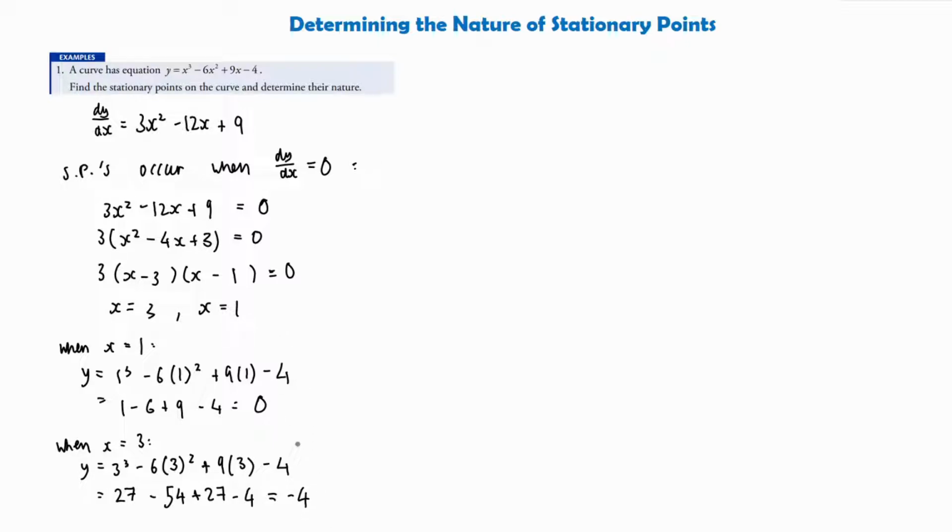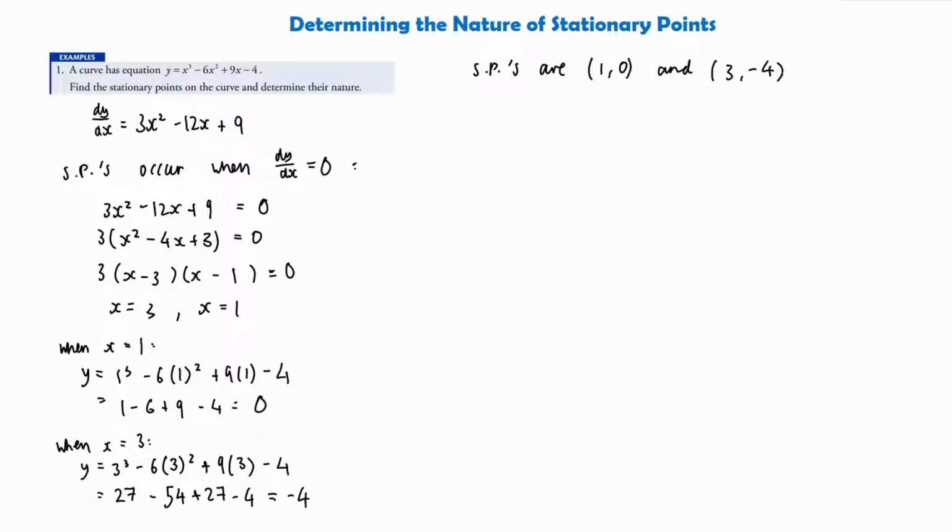So from these two, we can determine that we have two stationary points. We say our stationary points are, making sure we use the right x with the right y, 1, 0. And the second one is 3, minus 4. So that's the first half of the question, working out the two stationary points.